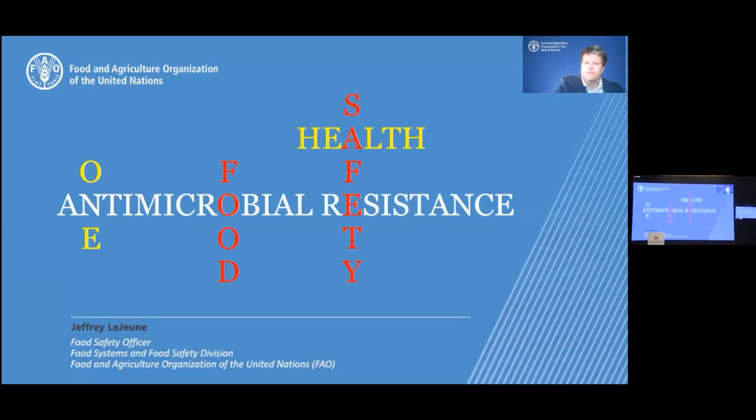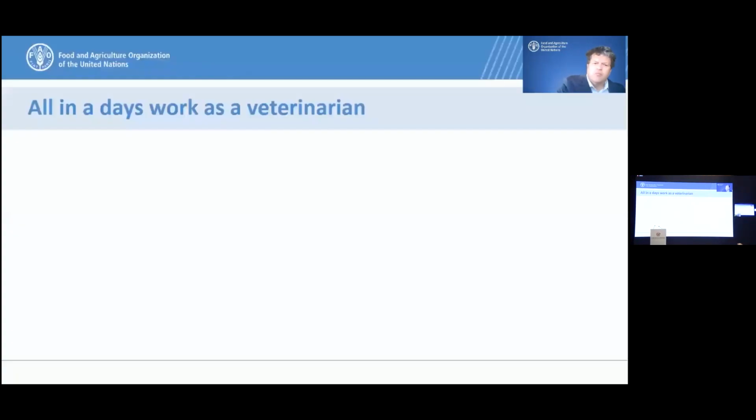Hi, my name is Jeff Lejeune. I'm a food safety officer with the Food and Agriculture Organization of the United Nations. Today, I want to talk to you about this intersection of antimicrobial resistance, food safety, and One Health. Before I get started, though, I wanted to tell you a little bit about my background so you have an idea or perspective from where I'm coming from.